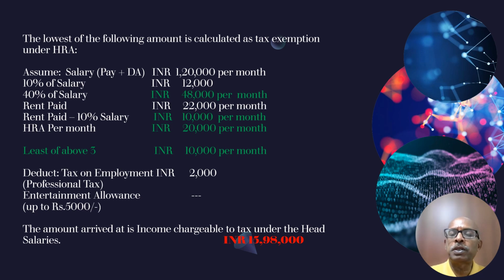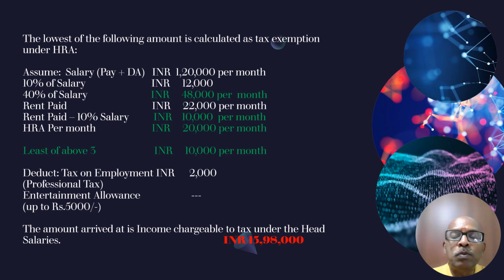So now rent, the person pays some 22,000 per month, let us say, in a major town. So rent paid minus 10% of salary comes to 22,000 minus 12,000, which is 10,000. HRA he receives every month is 20,000. Now the green I have shown, in that the least value is 10,000 per month. So that multiplied by 12 is 1,20,000, which I already deducted.